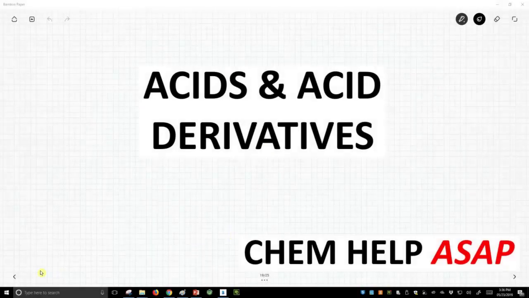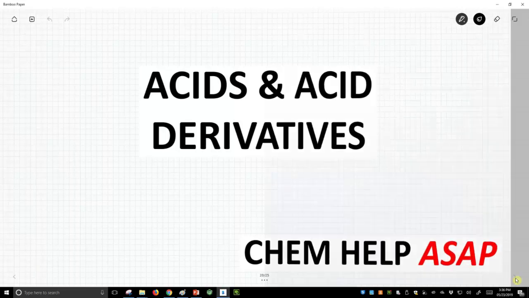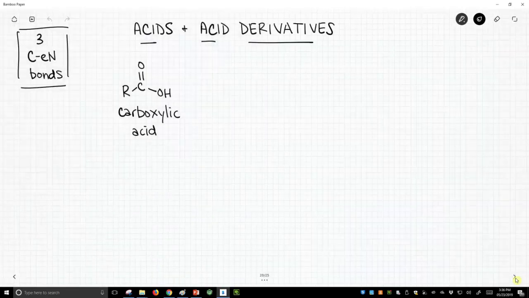We're going to talk about acids and acid derivatives. So all of these functional groups will have one thing in common. They will all have 3 bonds from a carbon to a more electronegative atom. And the parent of this group of compounds is a carboxylic acid. And that's what's shown here on the screen.